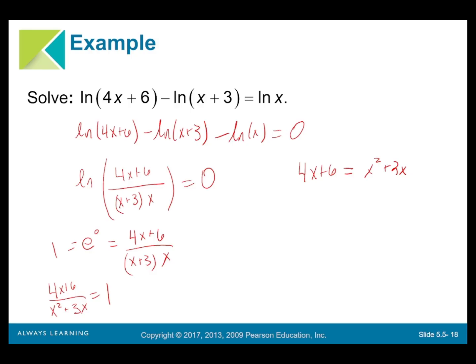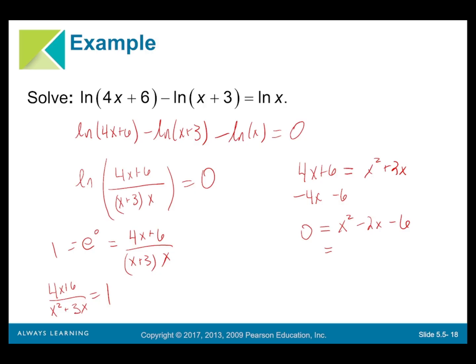So now let's get all of our terms onto one side. I'm going to subtract 4x and subtract the 6, and I get 0 equals x squared minus 2x minus 6, since 2x minus 4x is minus 2x. Is that factorable? Let's see, multiples of 6: 2 and 3, or 1 and 6. I don't think that factors quite nicely.